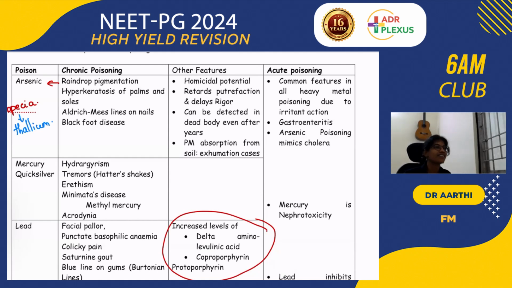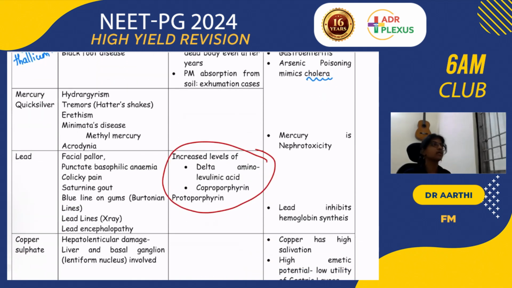Other clues that they give are that it retards putrefaction and it can get absorbed from the soil post-humus also. But again, remember you are going to get Aldrich Mees lines in your question, raindrop pigmentation. Instead of the word raindrop, they can use keratosis and other things also. Now, if the patient has chronic poisoning, he will present with cholera-like symptoms, so the word cholera becomes important. Mercury: don't forget your Danbury workers. Danbury tremors, Hatter's shake. This is also known as hydrargyria, chronic poisoning.